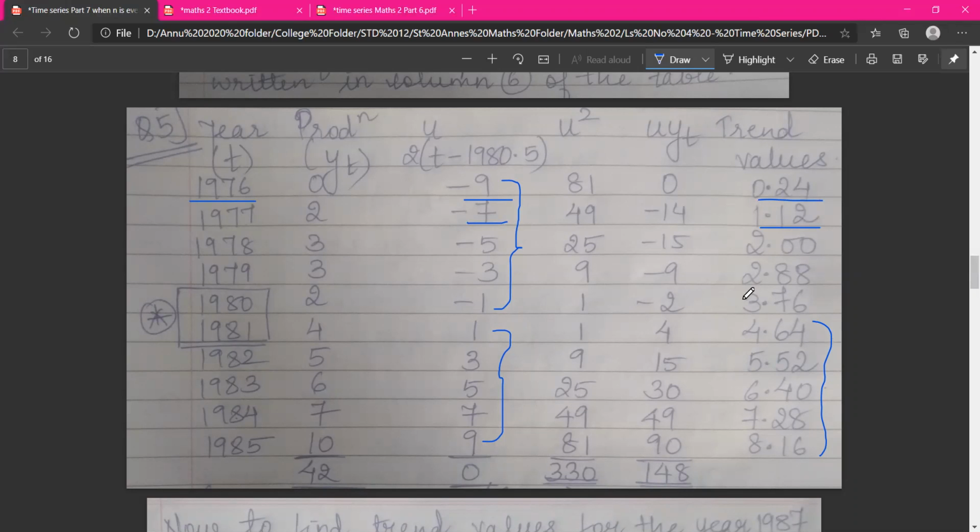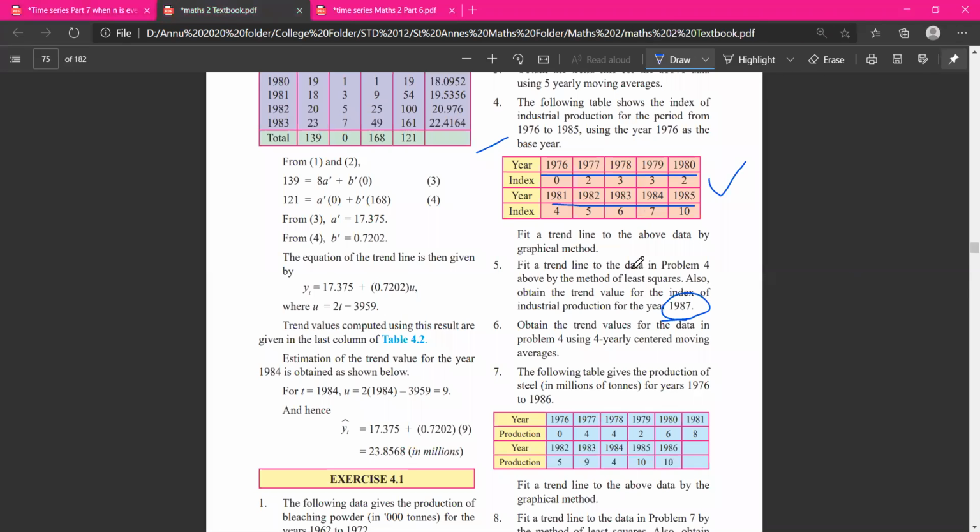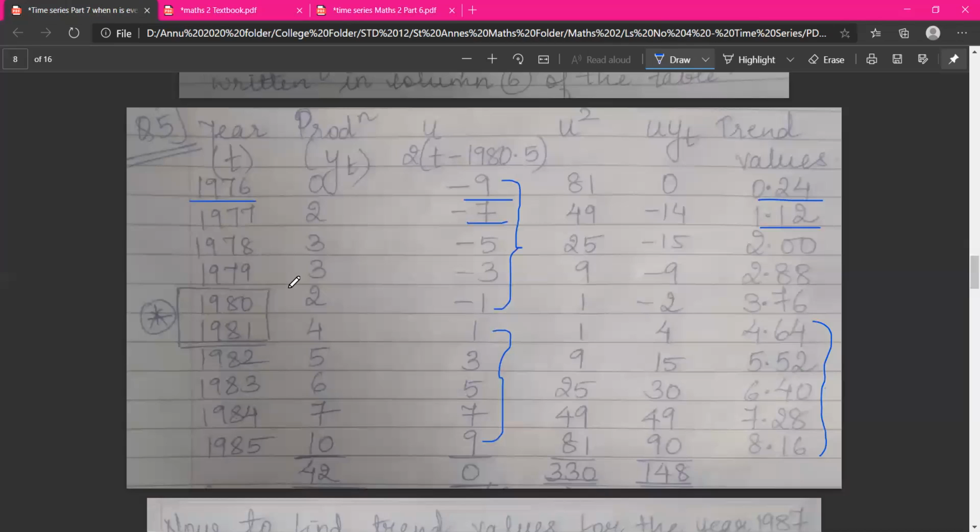So this is the 6th column with which our table gets over. So the first half of our sum is solved. That is by the method of least squares. Now, if you pay attention class, they are also asking you to obtain the trend value for the index of industrial production for the year 1987.